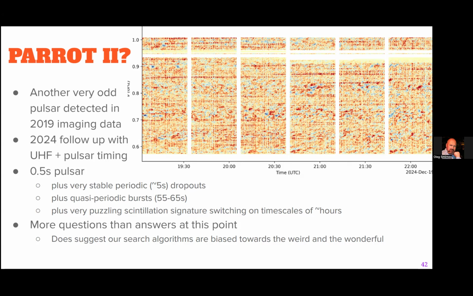Maybe a companion, but how to explain a 5-second dropout? That would be very extreme. So again, more questions than answers at the moment. It certainly suggests that our technique is kind of biased toward finding weird stuff, right? Because what are the chances? The first 2 pulsars I discover are both super weird.